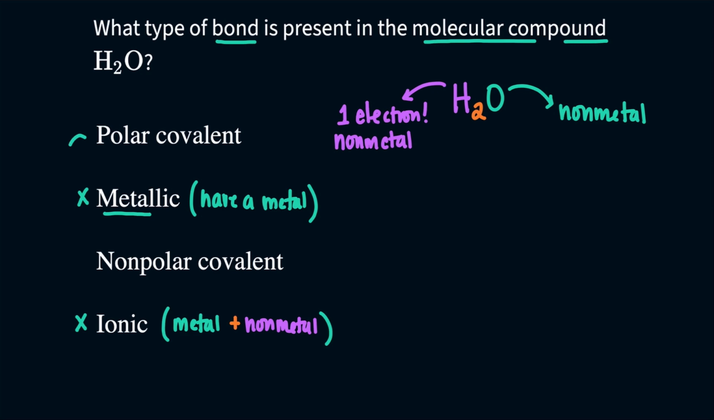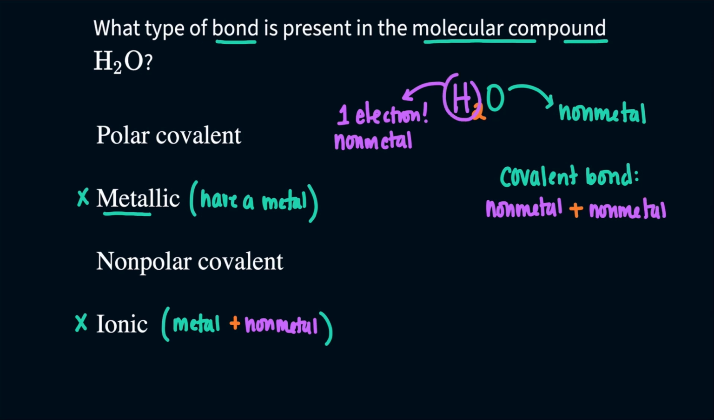But now we're down to polar or nonpolar covalent. And a covalent bond is the bond between two nonmetals. So we got that far. Nonmetal plus another nonmetal. Okay. So now we know that we're going to be bonding between an oxygen and a hydrogen.